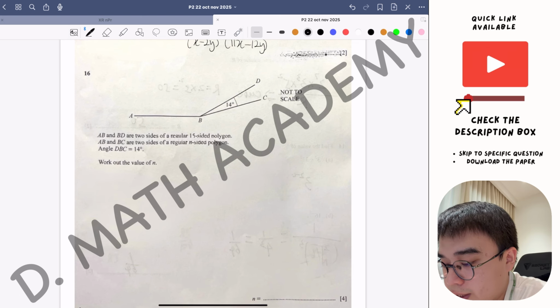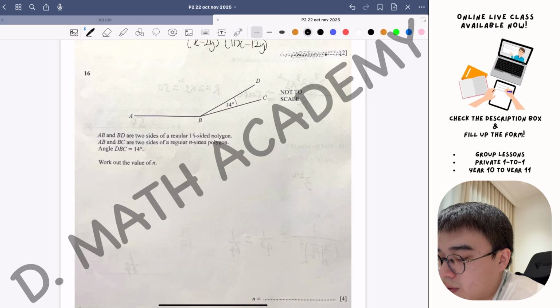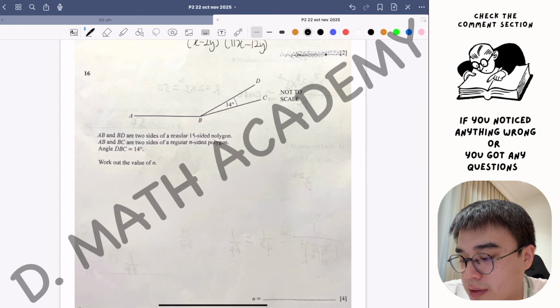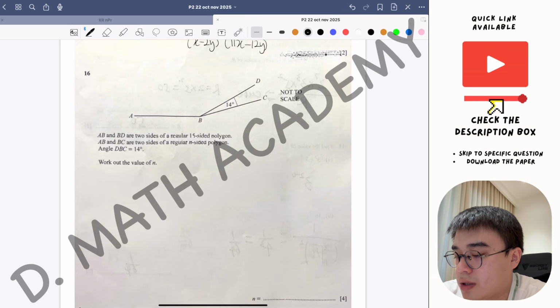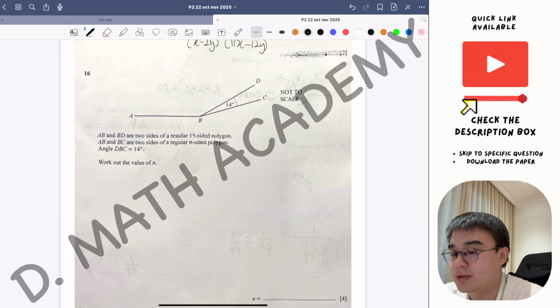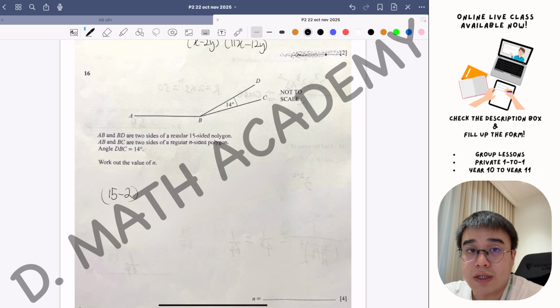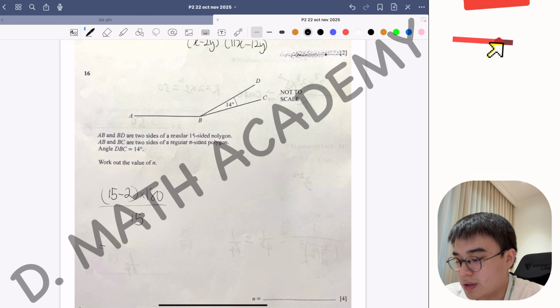we actually have to do some thinking. They said AB and BD are two sides of a regular 15-sided polygon, and then BC is an n-sided polygon's side. Okay, so because of them mentioning a 15-sided polygon, you can then take 15 minus 2 times 180 and then divide it by 15. So 15 minus 2 is like 13, I think.